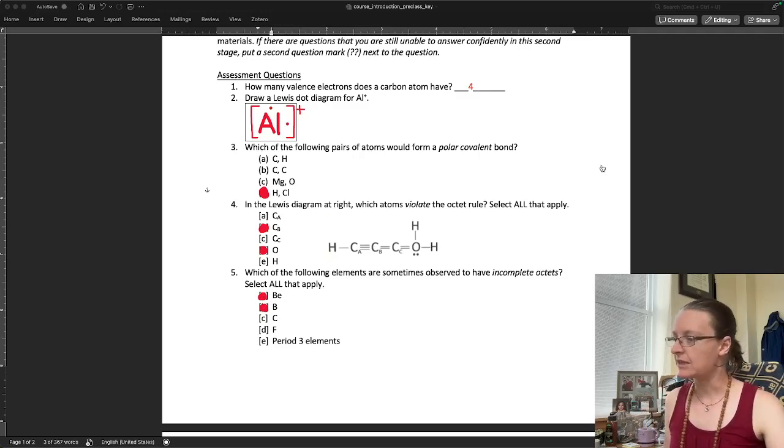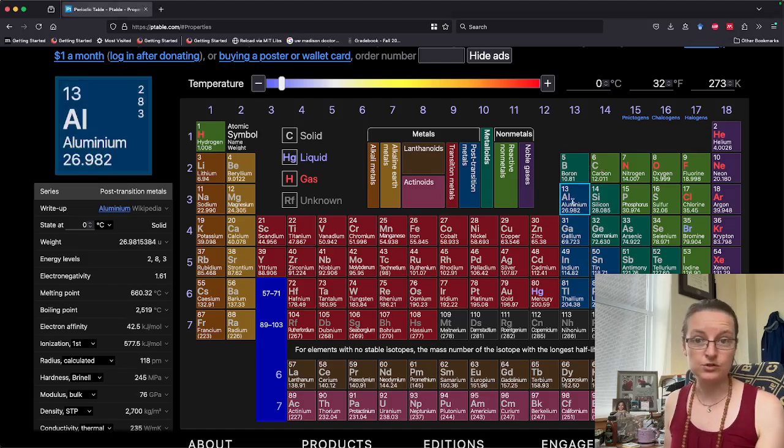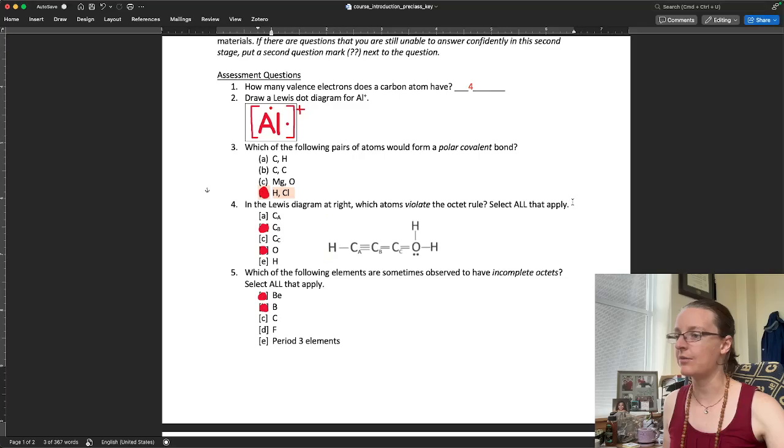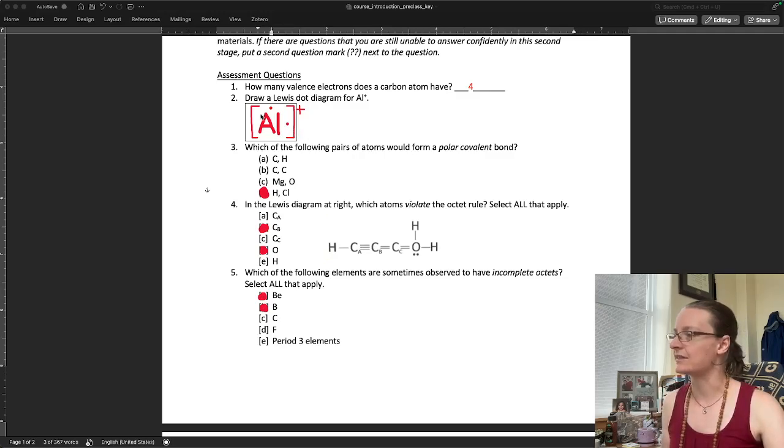And so let's look at where neutral aluminum is on the periodic table. I see that it's located here, which means that neutral aluminum would have 3 valence electrons. But aluminum plus is going to lose an electron. And so how we're going to draw the Lewis dot diagram is we are going to draw 2 dots to represent the 2 valence electrons.